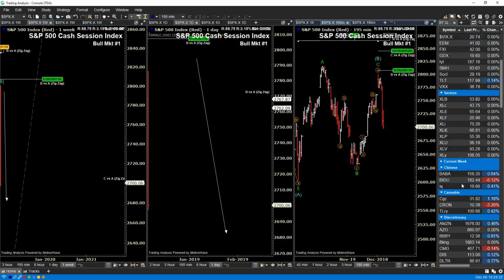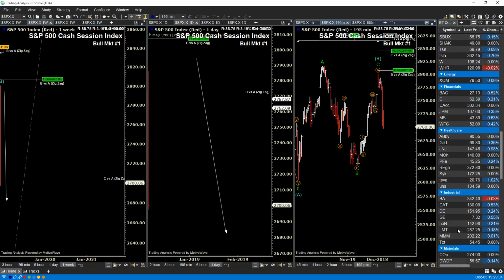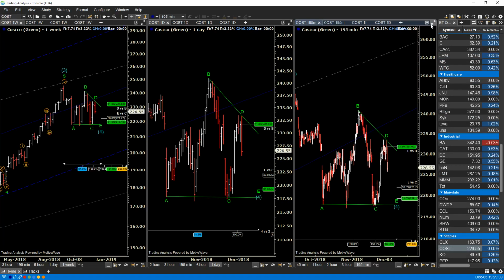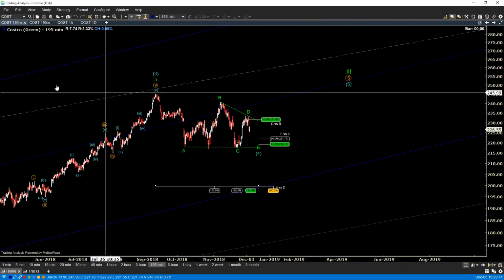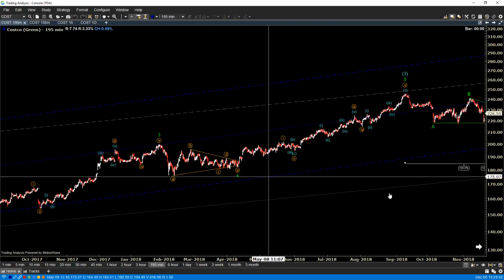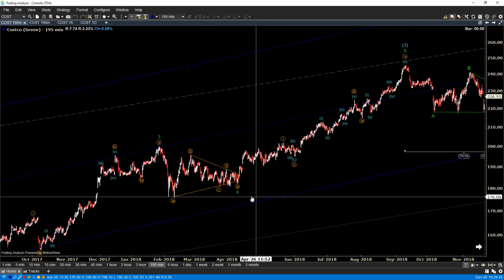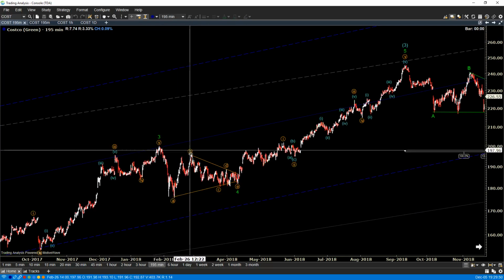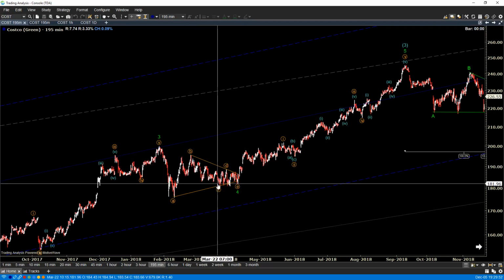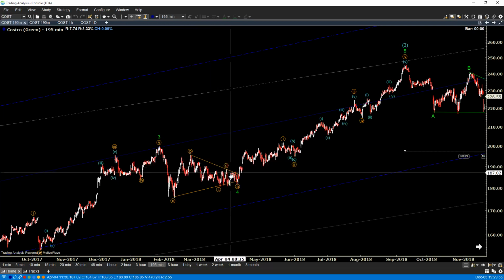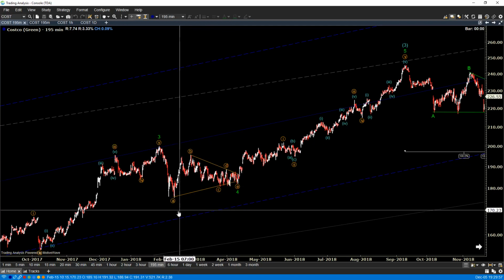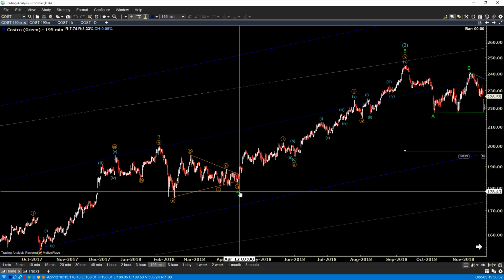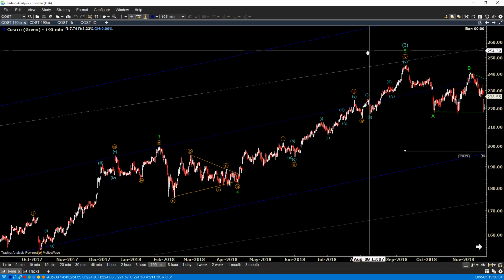Another example of a triangle. Let's take a look at Costco. Consumer staples. Costco loves triangles. Minor degree, 4th wave triangle. Okay, A, B, complex C, a 3 of D, 3 of E. Right, contracting symmetrical triangle in a 4th wave position led to the 5th wave breakout.